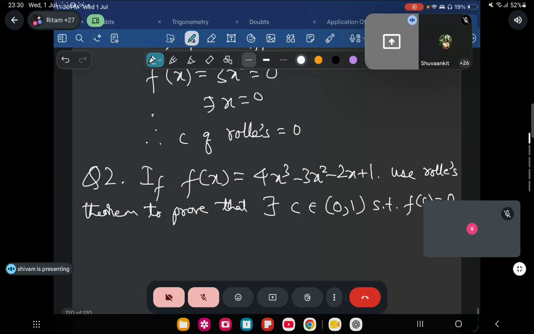Okay, means there exists a root lying between 0 and 1 of f of x. Okay, but use Rolle's theorem. This can be proved in some other ways also, but I want everyone to use Rolle's theorem.